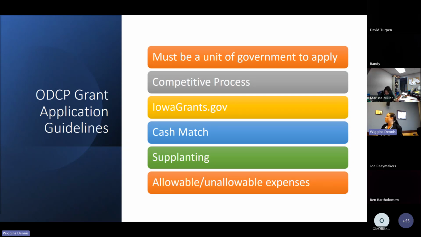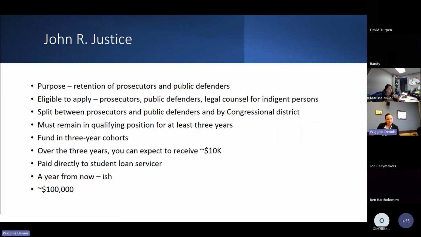And then allowable and unallowable expenses. This is typically going to be listed in the instructions. So, for example, our Byrne JAG program specifically says in the instructions, we don't fund drones, we don't fund weapons, we don't fund this list of things. So if you apply to us for a drone, you're not going to get funded, right? So again, read the instructions. Okay, I'm going to get into the details on just a handful of our grants.